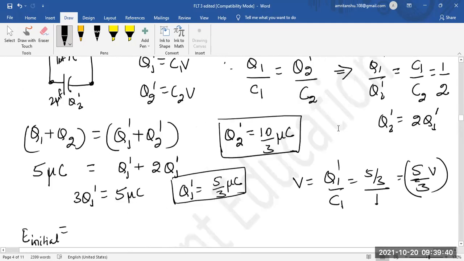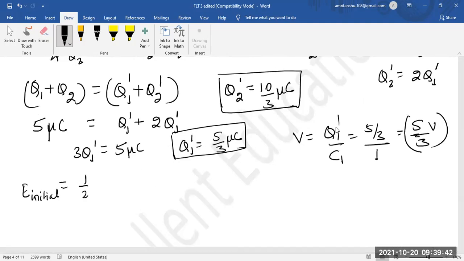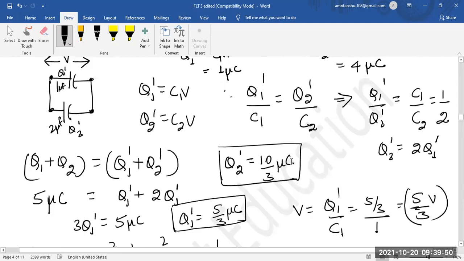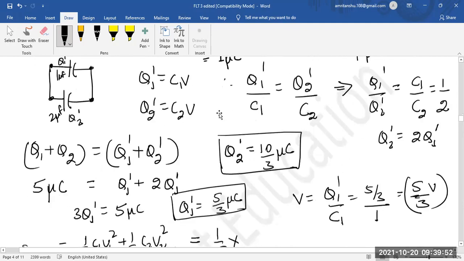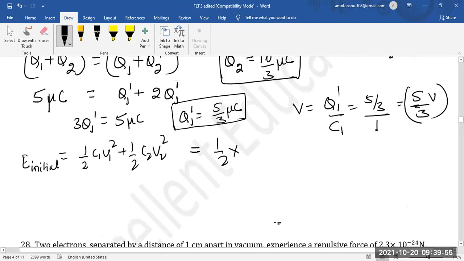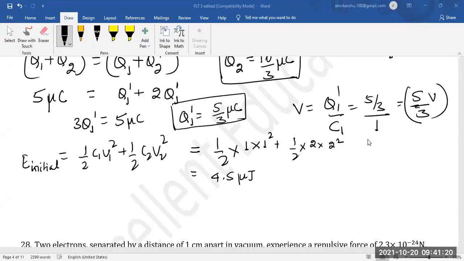Was half C1 V1 square plus half C2 V2 square. When you put the values, you get C1 V1 square and half. So we need to put the values. So this happens to be the energy. You can see I have just put all these values over here. Half C1 V1 square. So you get 4.5 joules.